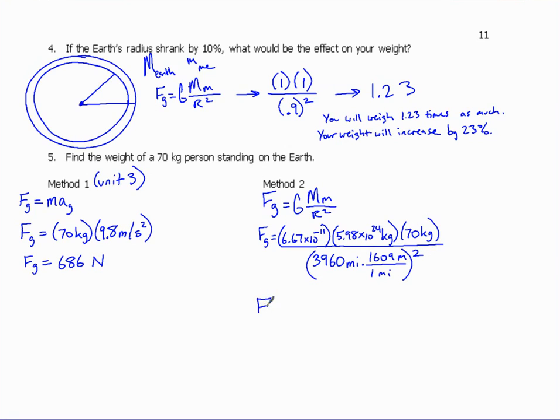Once all of this is calculated, Fg is 688 newtons. Pretty close, really. 686 using Newton's second law, 688 using Newton's law of universal gravitation.